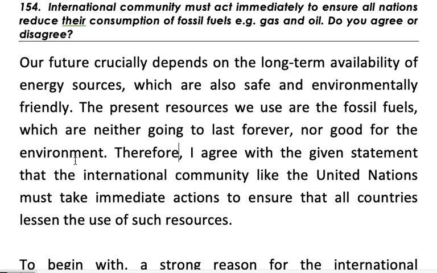I've taken a stand. I've agreed that the international community must take immediate actions. So there it was, must act immediately. I've changed from immediately to immediate, which is the adjective form, and action is a noun. So that was a verb and adverb, and here I've used the adjective and noun combination.